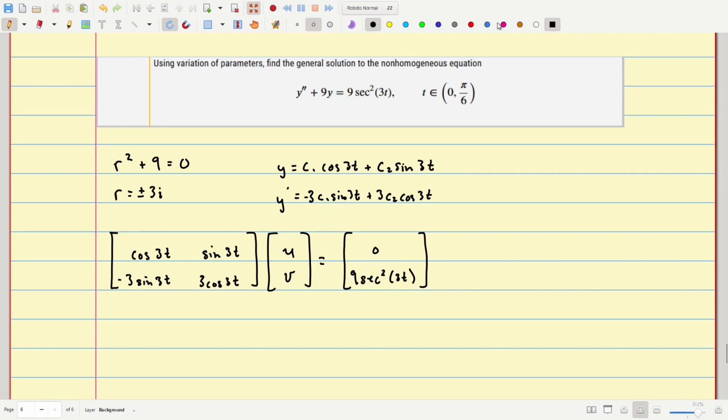Okay. This, of course, is all based on the fact that we are assuming that our particular solution can be written like so. So we'll return to that after we have figured out what u and v are. Sorry, I forgot my primes here for u and v.